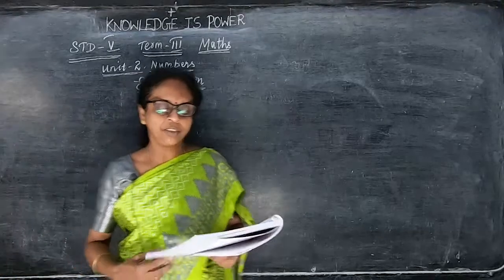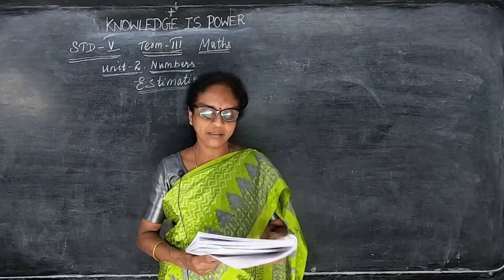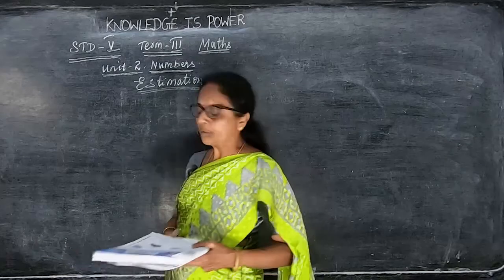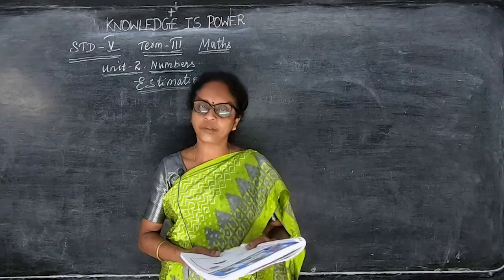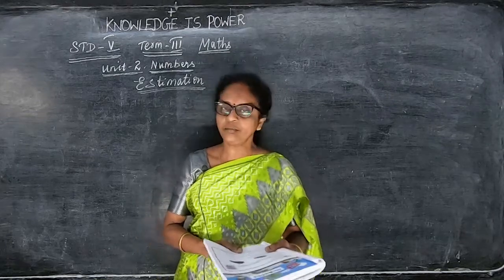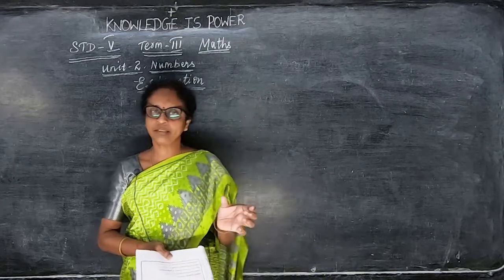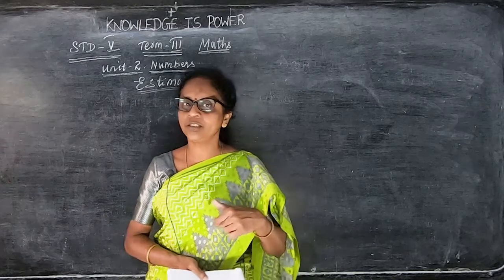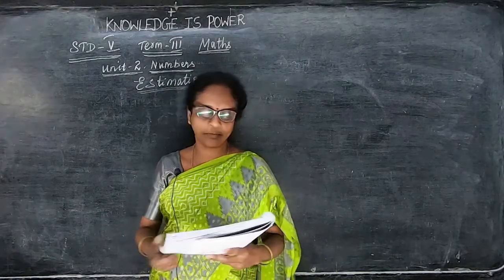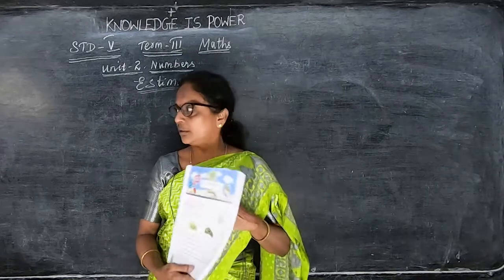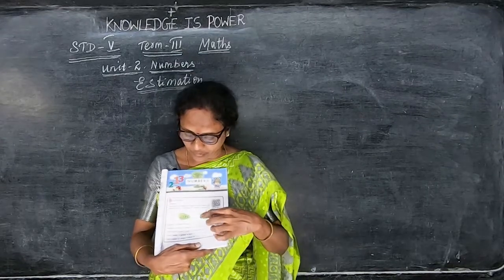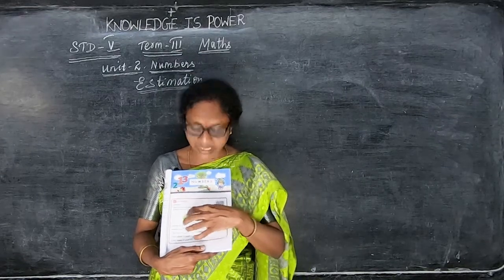Now we are going to talk about the standard numbers. During this, we are going to see about estimation. Estimation means what? Actual price is the price of the company. That is called estimation. Here they are given two bunches of grades, A and B.